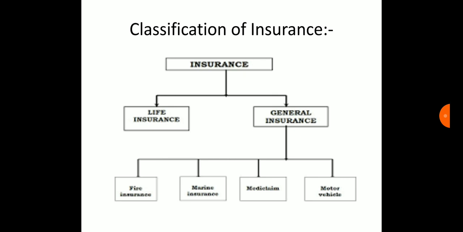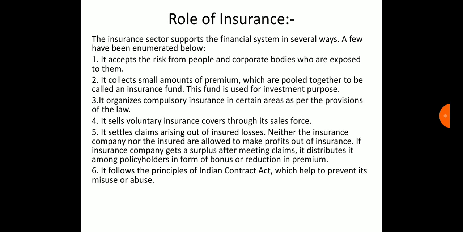Classification of insurance. Insurance is of two types: life insurance and general insurance. General insurance may be further divided into fire insurance, marine insurance, mediclaim, motor vehicle, and so on. Roles of insurance. The insurance sector supports the financial system in several ways, as enumerated below. First, it accepts the risk from people and corporate bodies who are exposed to them.